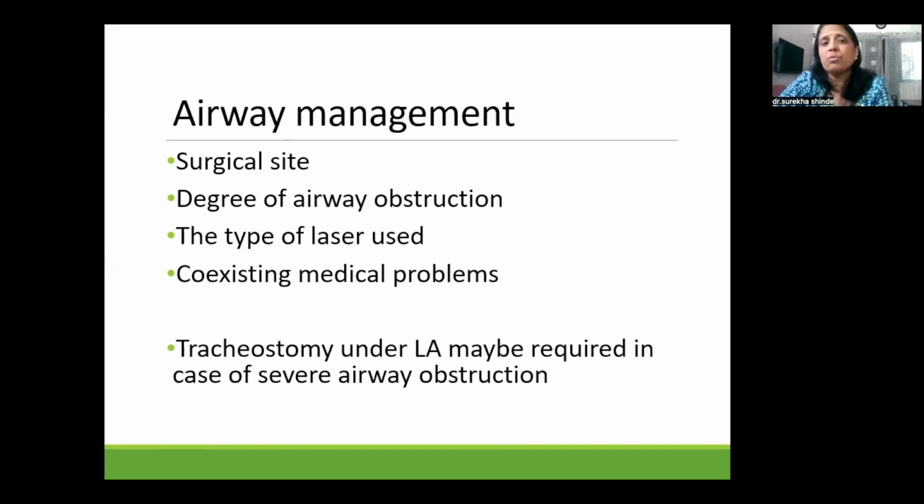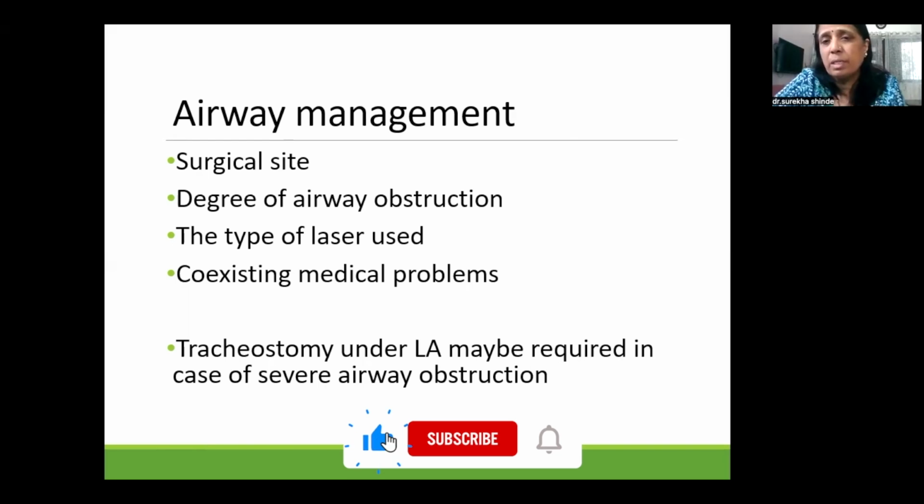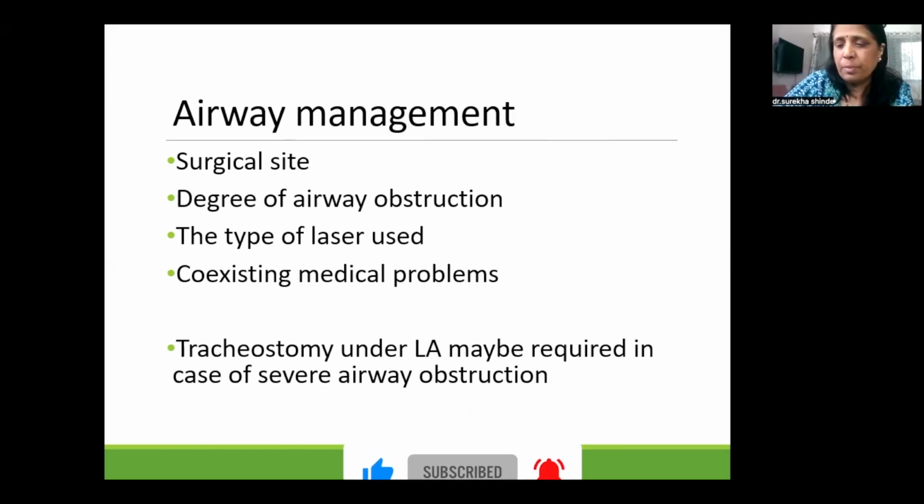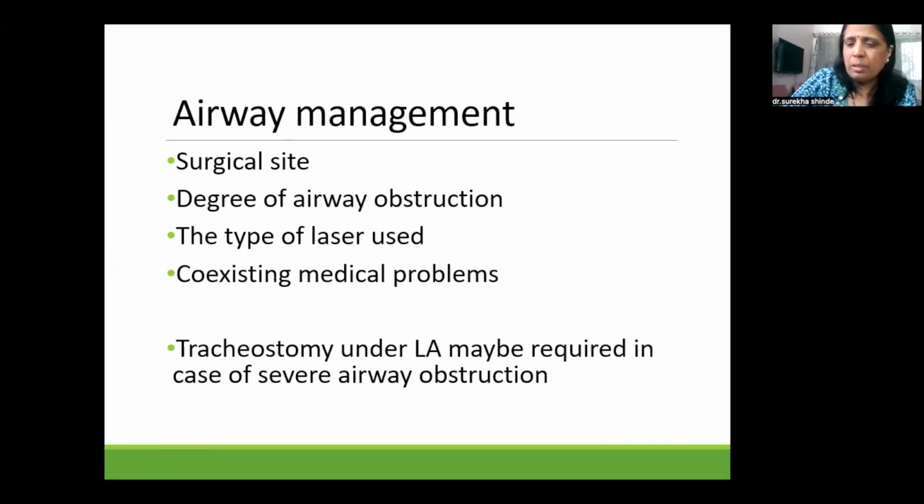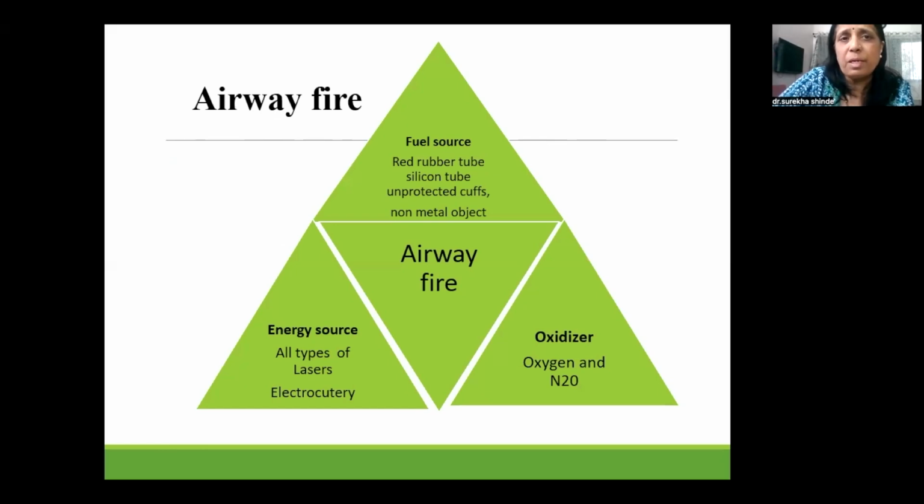Sometimes you might have to do a tracheostomy under local anesthesia because the tumor can be so extensive that any other anesthesia will be totally contraindicated, and you have to go for laser surgery. In that case, I think we are quite safe because the tracheostomy is already done and surgery is happening at a higher level. The most important factor that laser surgery poses in front of us is airway fire, and there are threefold difficulties we can have.